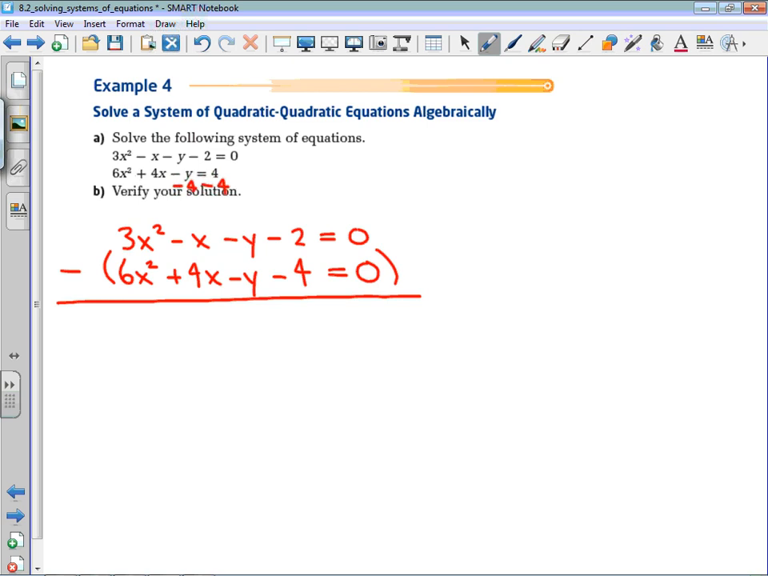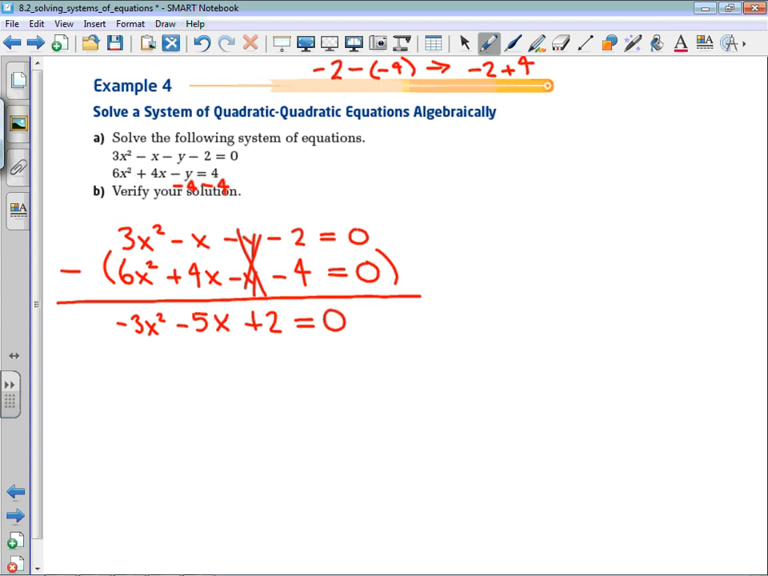3x squared minus 6x squared is negative 3x squared. Negative x minus 4x is negative 5x. Negative y minus negative y is 0. And that was the intent behind this. -2, and if you're having trouble with these, write them out. -2 minus -4 is the same thing as -2 plus 4, which is +2. And that's all equal to 0, because 0 minus 0 is still 0.